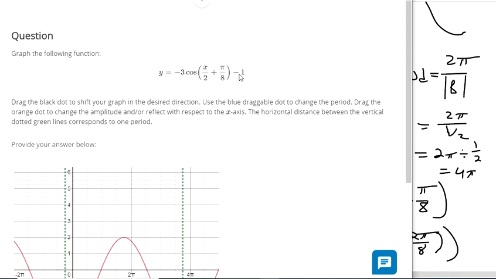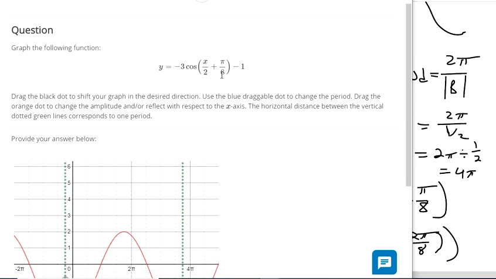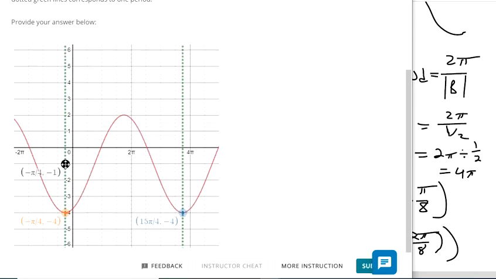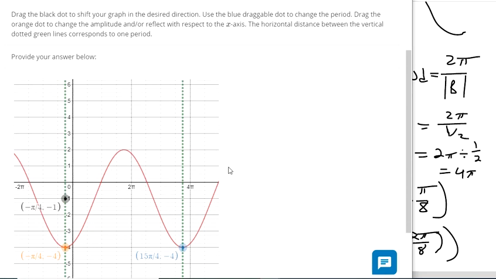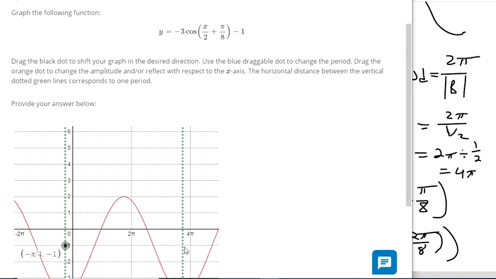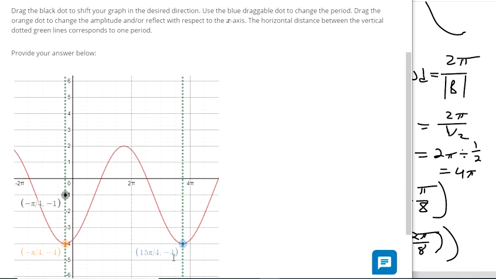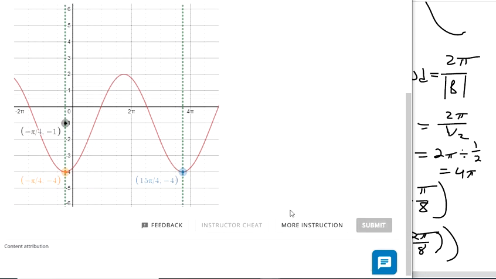So let's check everything. The midline is -1, so we got that with the black dot. The phase shift, once we did some math, was pi over 4 units to the left, so we've got the phase shift. The amplitude is 3, and since it's negative, the graph's already got it for us. So we start at the bottom, go to the top, and then come back down. And then we took care of the period. These are 2 pi units apart. So that should be good.